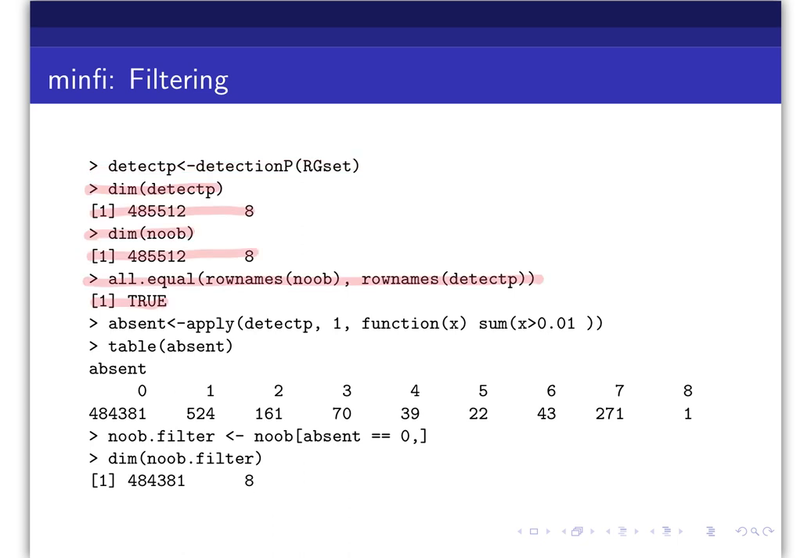Notice that the Noob and detectP objects are aligned. This allows us to filter Noob using results from detectP. We can construct an indicator to identify probes that are absent, that is, not different from background, across all samples, and then filter Noob to remove probes absent in most or all samples. Here we keep probes for which absent is equal to 0, meaning that all probes are above background across all samples.